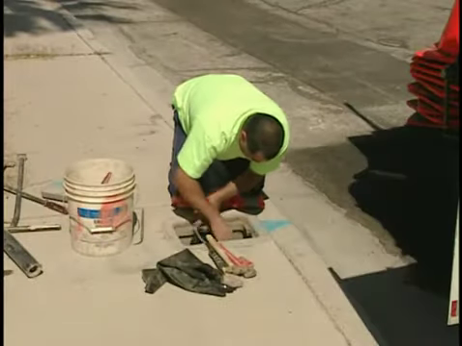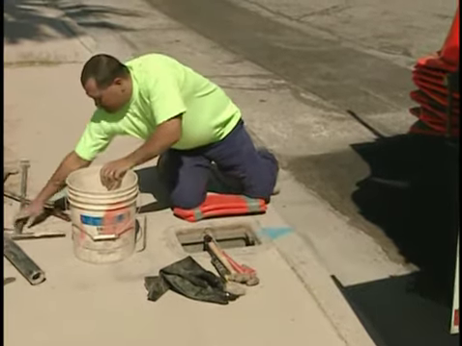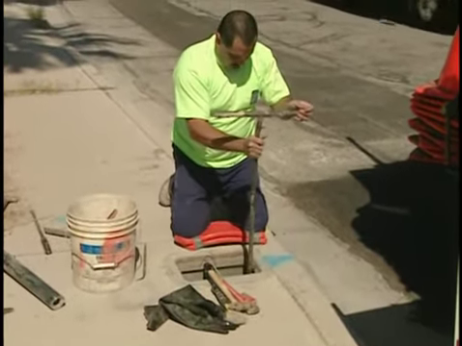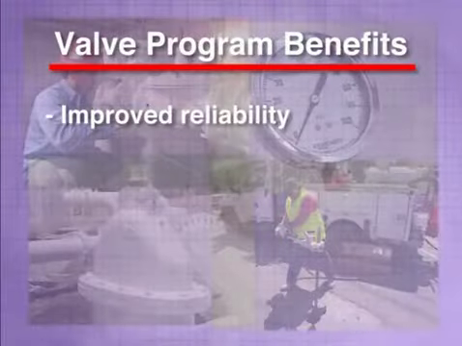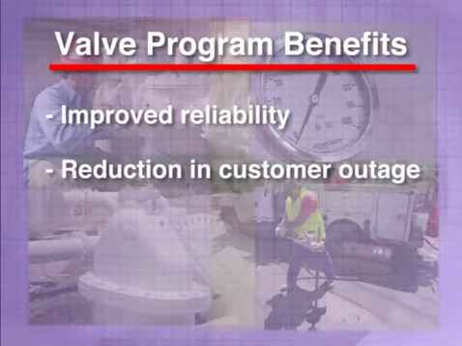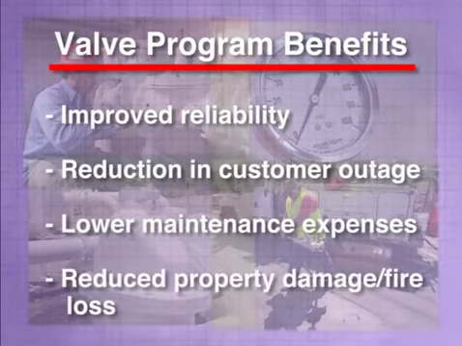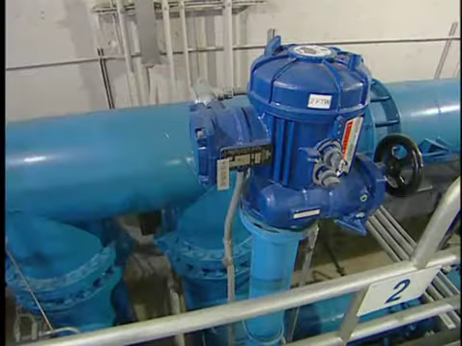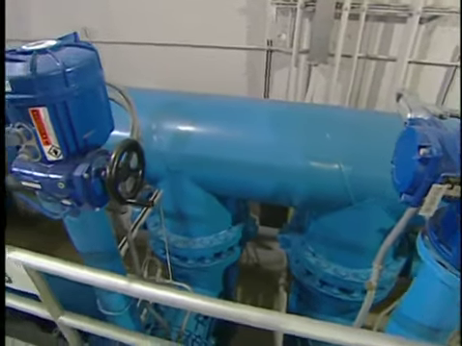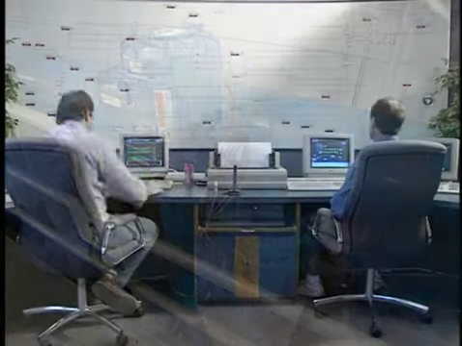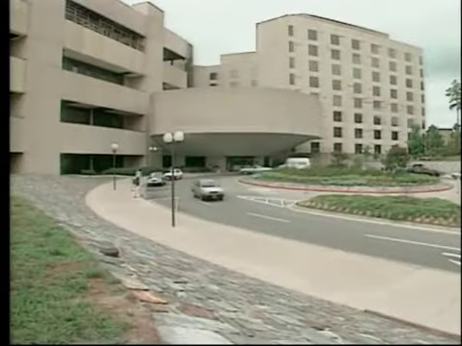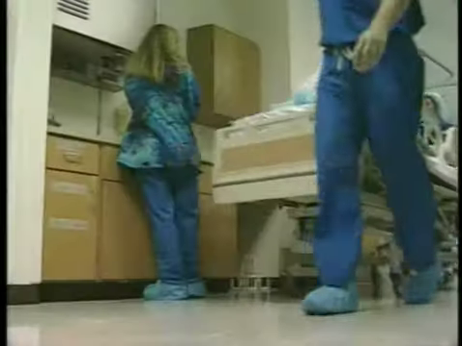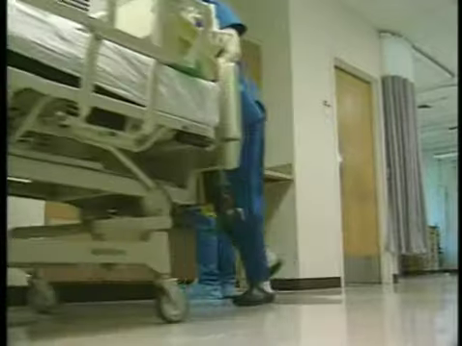The neglect of valves results in inoperable, inaccessible, or lost valves that do not function in emergencies. A practical and proper valve program can result in improved reliability, reduction in customer outage, and lower maintenance expenses, as well as cost savings from reduced property damage or fire losses. The first step in developing an effective valve maintenance program is to establish priorities and identify critical valves to avoid large outages. Critical customers, high-volume users, and problem areas may need special attention.